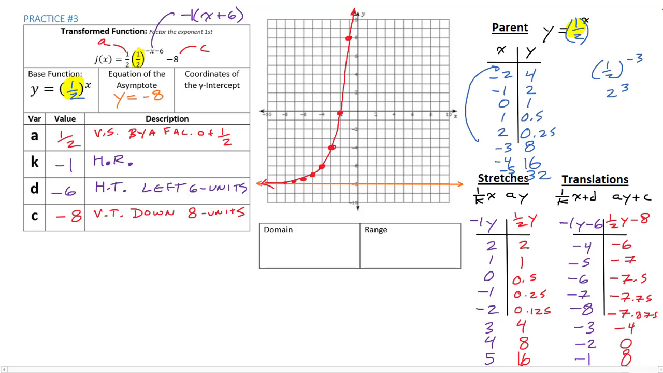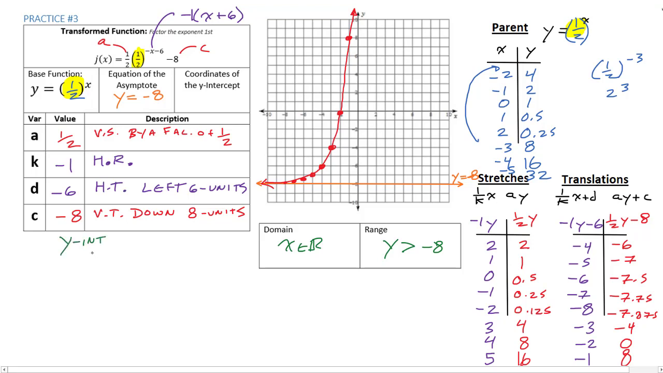All right. So what do we got here? Our domain, right? X can be anything. Our range, look, all our y coordinates are greater than -8. I forgot to label my asymptote here. Y equals -8. And we also need to find our y-intercept.